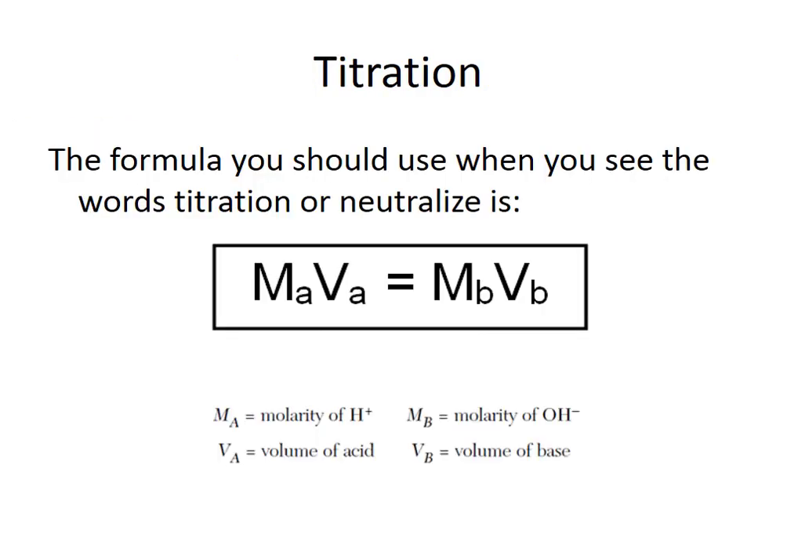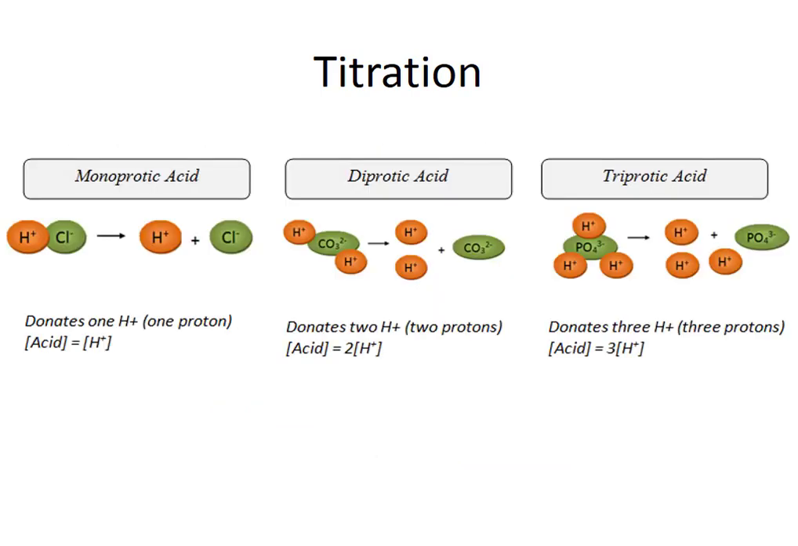For titrations, we're going to use a formula that's found on Table T. The formula you should use for titrations is MAVA equals MBVB. Since we're going to set these equal to one another, we have the molarity times the volume equals the molarity times the volume. So the volume dispensed and the volume started with.